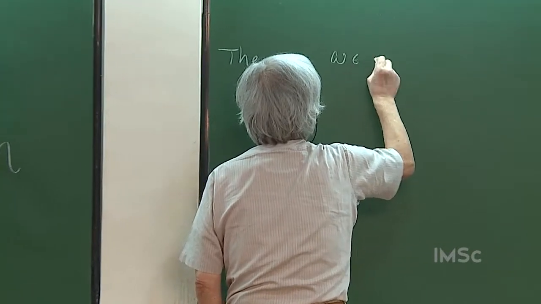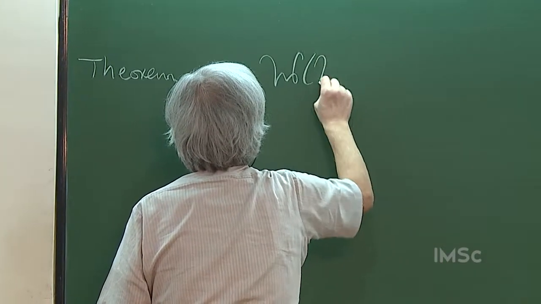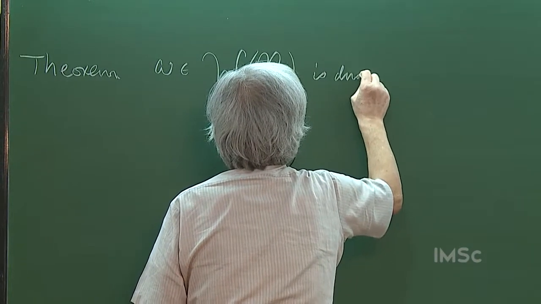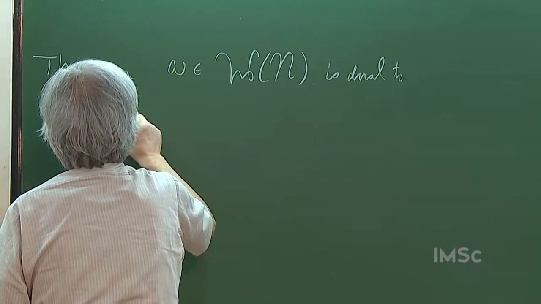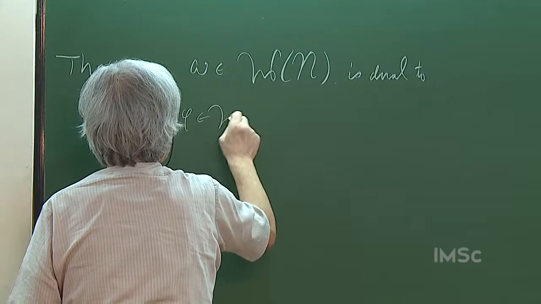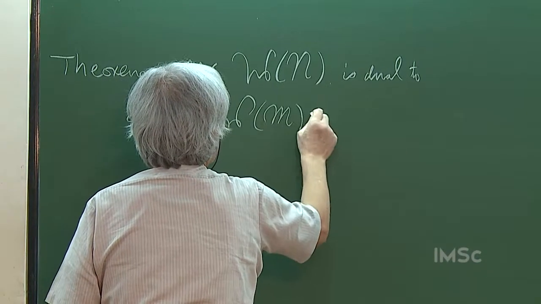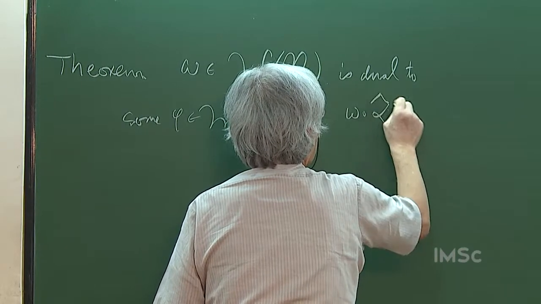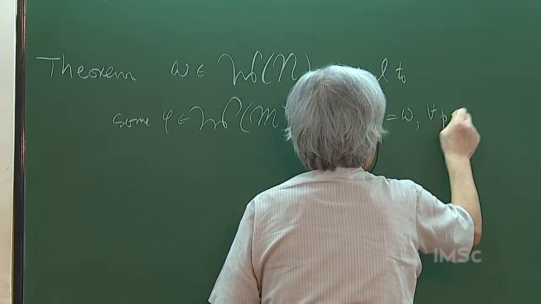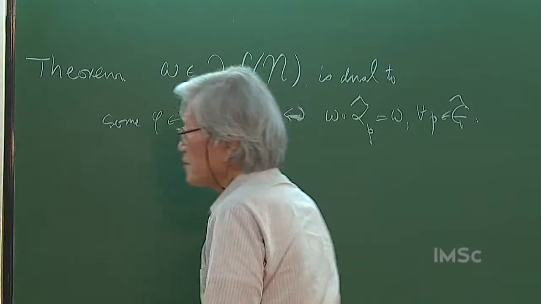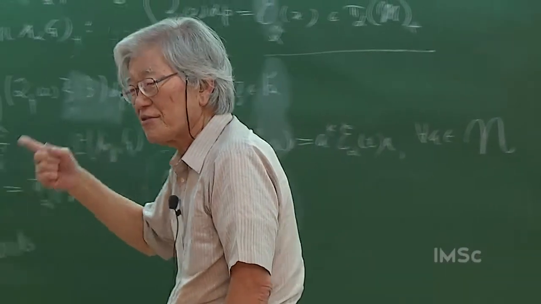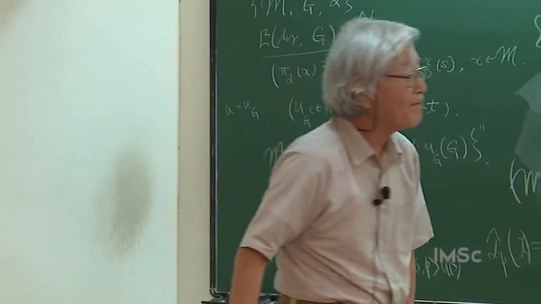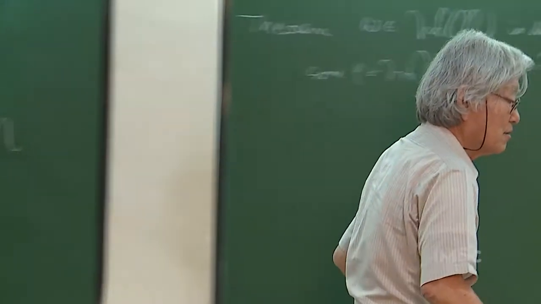Okay, so omega, a semi-finite normal weight, is dual to some phi on M if and only if omega is invariant under pi alpha, which is understandable on the board. If it is invariant, it has to be supported on pi alpha of M.